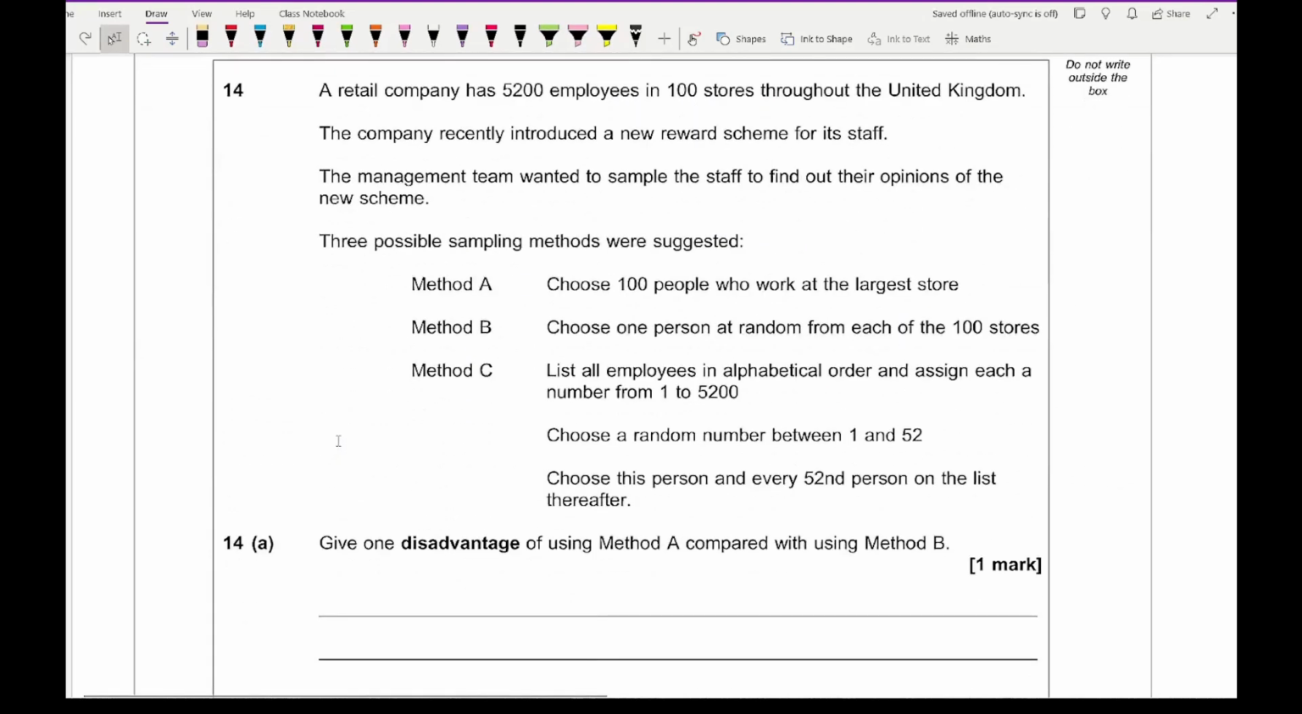Then for question 14, it says that a retail company has 5,200 employees in 100 stores throughout the UK. The company recently introduced a new reward scheme for its staff. The management team wanted to sample the staff to find out their opinions of the new scheme. 3 possible sampling methods were suggested. Method A is you choose 100 people who work at the largest store. Method B is you choose one person at random from each of the 100 stores. And method C is that you list all the employees in alphabetical order and assign each of them a number from 1 to 5,200. Choose a random number between 1 and 52, and then choose this person and every 52nd person on the list thereafter.